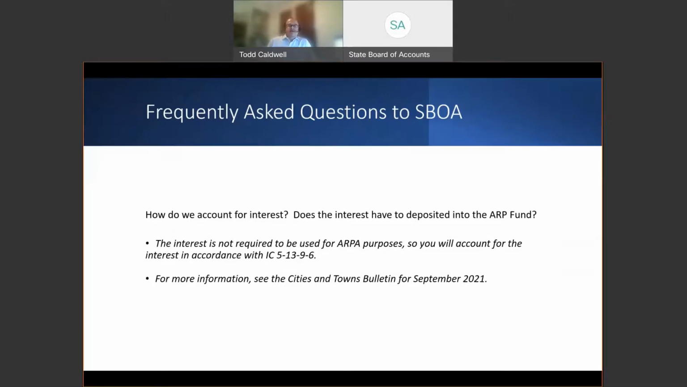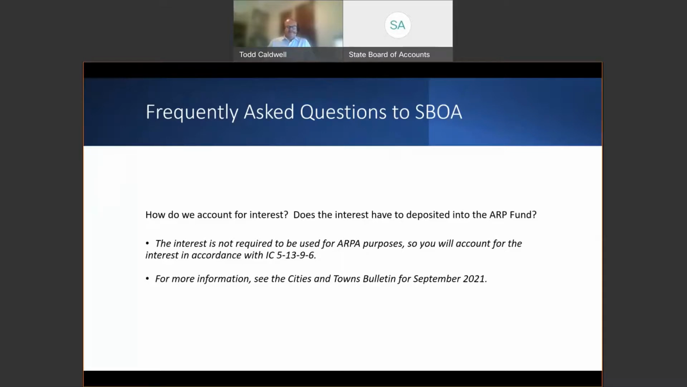And how do we account for the interest, and does it have to be deposited into the ARPA fund? Well, if you go back several months before we had specific guidance, we said in one of these webinars that you could prorate the interest that you receive for a month in your checking account and prorate the portion that was ARP and put that in the ARP fund. You don't have to do that anymore.